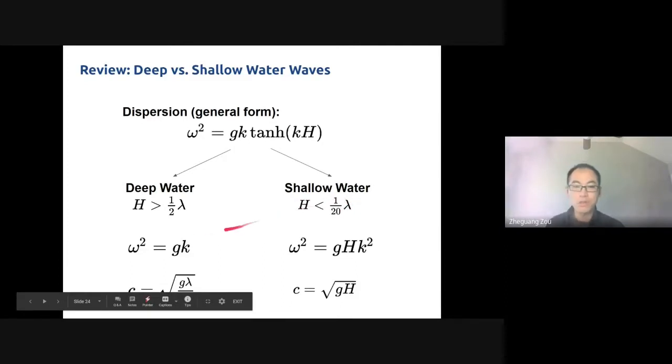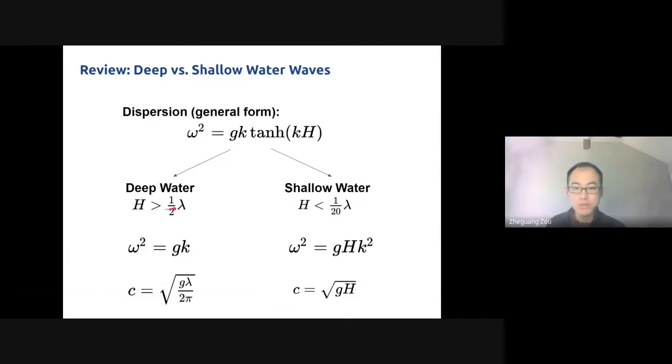So for oceanographers, we usually use these two numbers. If h is longer than half of the wavelength, you can consider this a deep water wave. If it's shallower than 1/20 of the wavelength, we consider it a shallow water wave. This is something that will probably come in handy at some point.